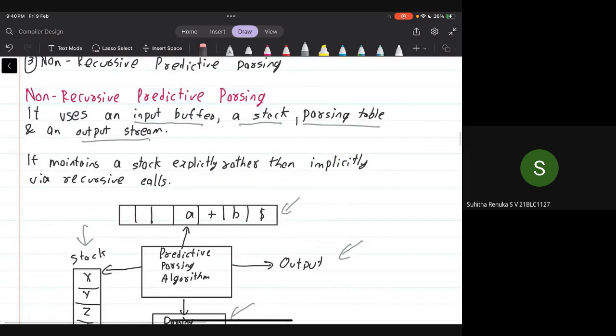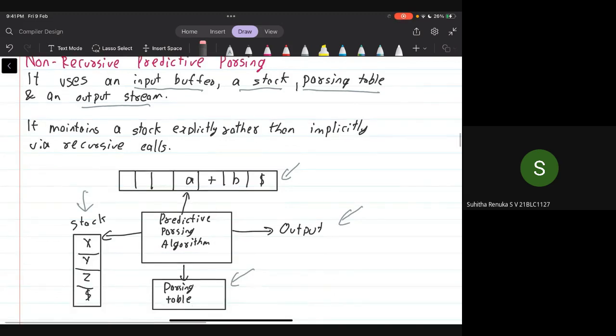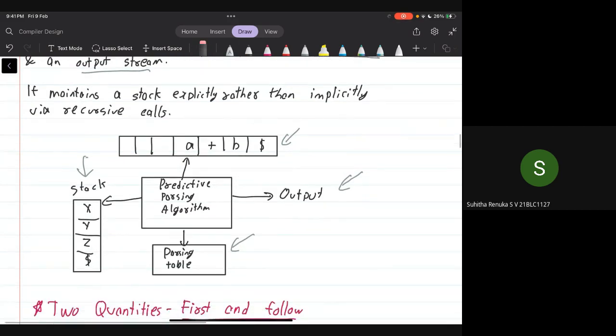So we are doing non-recursive predictive parsing. It has four components: input buffer, a stack, parsing table, and an output stream. This is a diagram. You can draw this in exam.